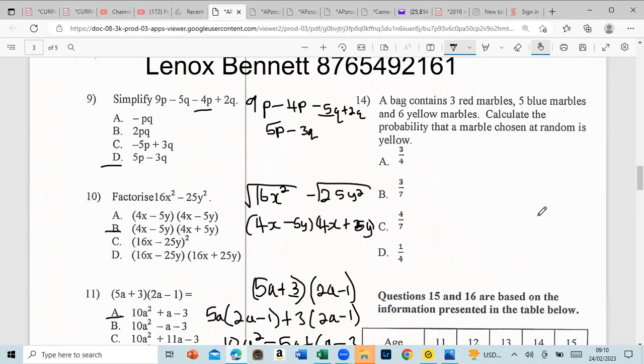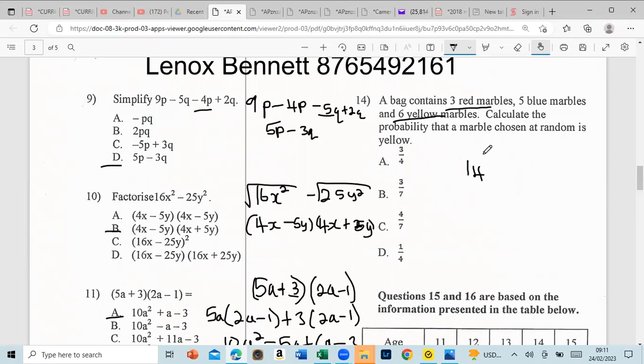Alright, we're all humans. A bag contains 3 red marbles, 5 blue marbles, and 6 yellow marbles. Calculate the probability that a marble chosen at random is yellow. So first, we need the total. So we're going to add all of these. So that's 3 and 5, 8, and 6, 14.